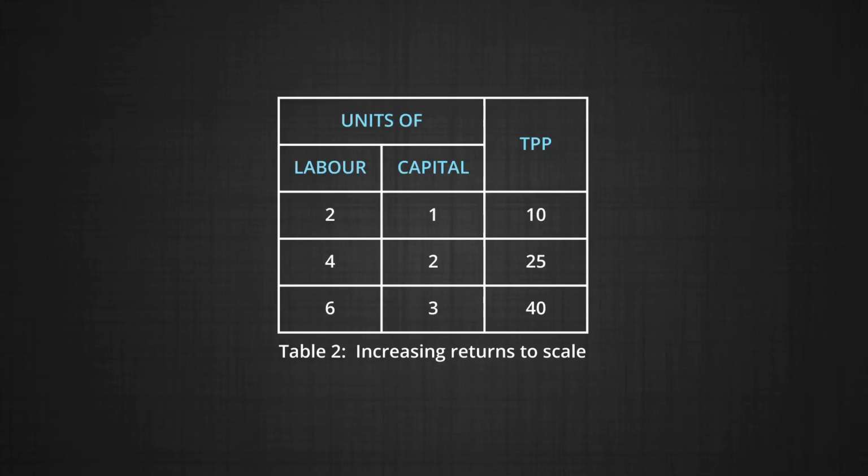Can you work out the proportionate changes in inputs and output between the second and third rows of the table? What proportion have inputs increased by? And what proportion has output increased by? Does this display increasing returns to scale? As you've probably worked out, inputs have increased by 50% and output has increased by 60%. So, increasing returns to scale do hold.